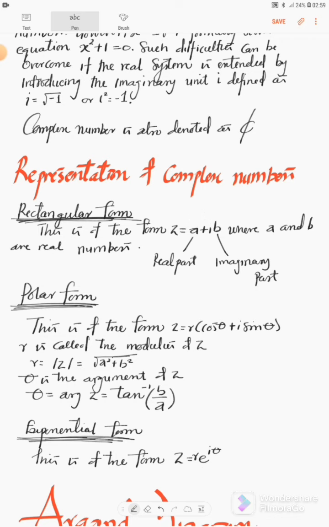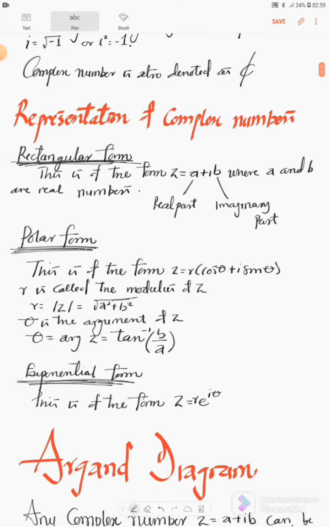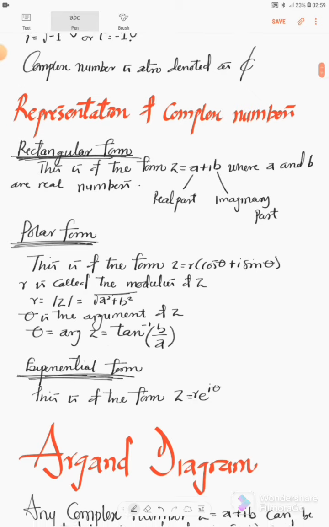Okay, we go to polar form. This is the form z equals r (cos theta plus i sin theta), where r is called the modulus of z, r equals square root of a squared plus b squared. You can just formally write r equals square root of a squared plus b squared. Then we'll use it in our upcoming example. Theta is the argument of z, where theta equals tan inverse of b over a. We use that when we start.